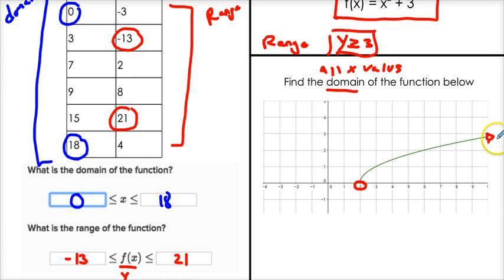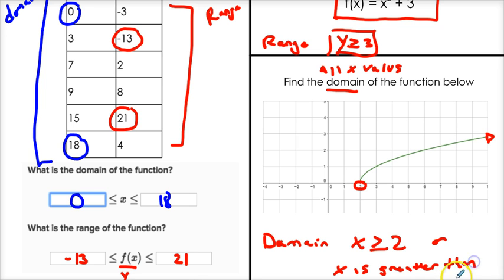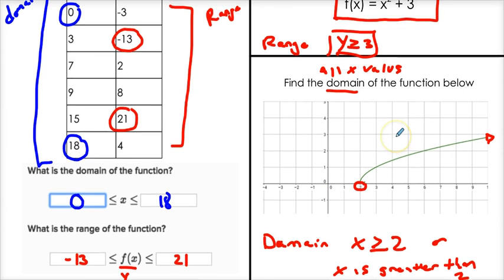Now if you look here, there should be an arrow there. We got cut off. There should be an arrow. So our lowest value is 2, but since this keeps going, we don't know what the highest value is. So if we don't know the highest value, we do the same thing. The domain is x is greater than or equal to 2, or another way to say that is x is greater than or equal to 2, right? Now, since it keeps going forever, we can't say that it's less than any number. It's just x is greater than or equal to 2, right? And that is how we do that.